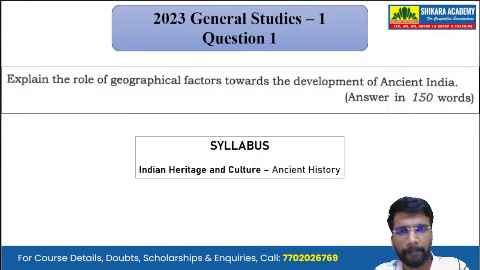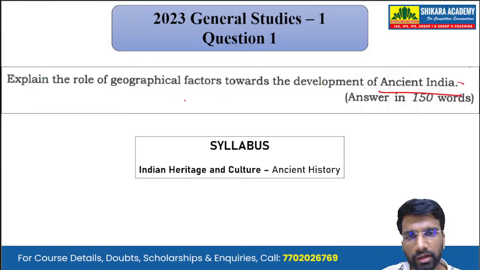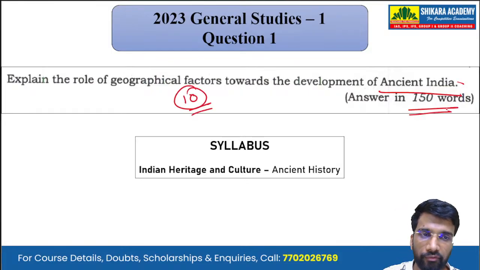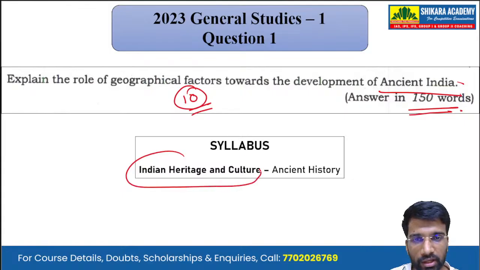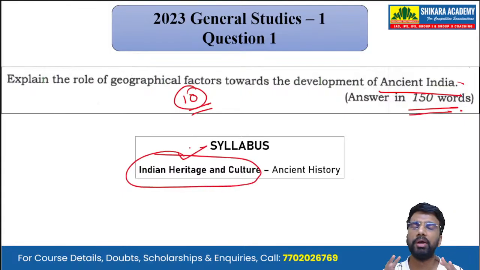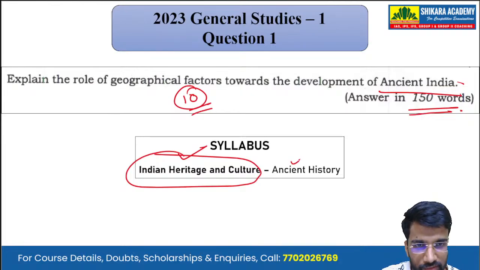Starting with question number 1. Explain the role of geographical factors towards the development of ancient India. A simple, straightforward 10-mark question that we have to answer in 150 words. Now, mapping it with the syllabus, we can see that it has been asked from the subject of Indian history, Indian heritage, and culture. Particularly, the question is asked from the topic of ancient history.